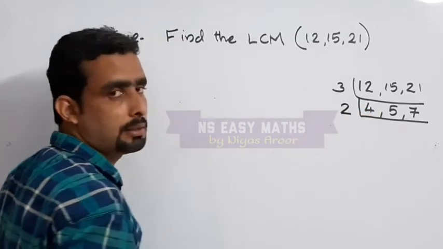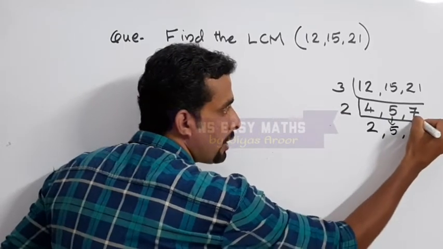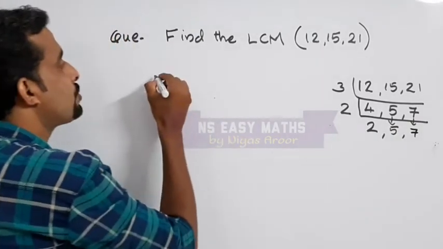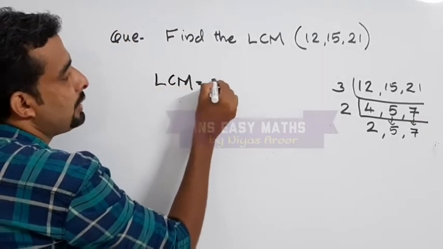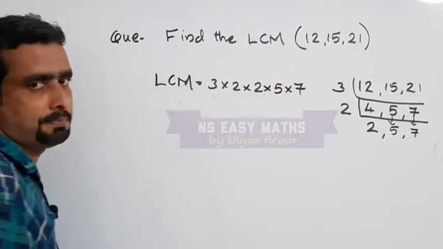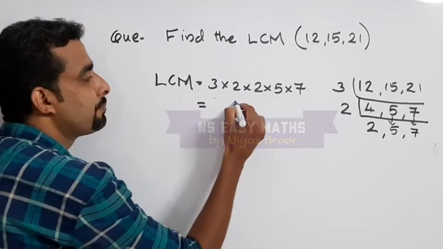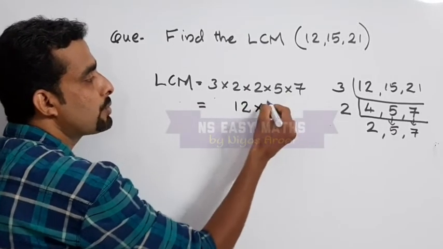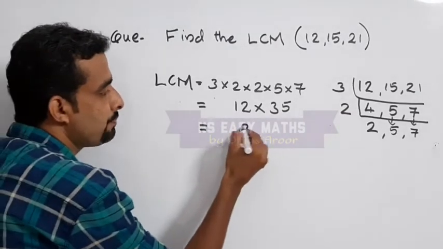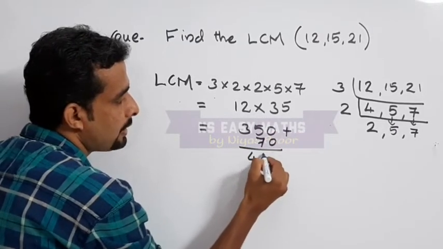So 2. On dividing 4 by 2, we will get 2. 5 cannot be divided, so write the 5 itself. 7 also cannot be divided by 2, so write 7 itself. So LCM is equal to 3 into 2 into 2 into 5 into 7. On multiplying 3 into 2, 6, 6 into 2, 12, into 5 into 7, 35. So LCM is equal to 12 into 35, that is 350 plus 70 is equal to 420.